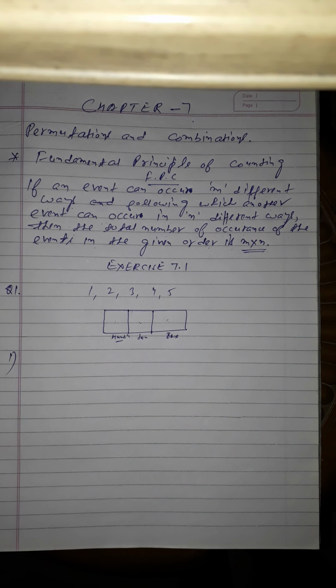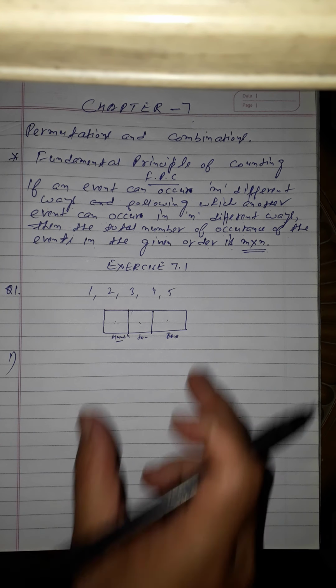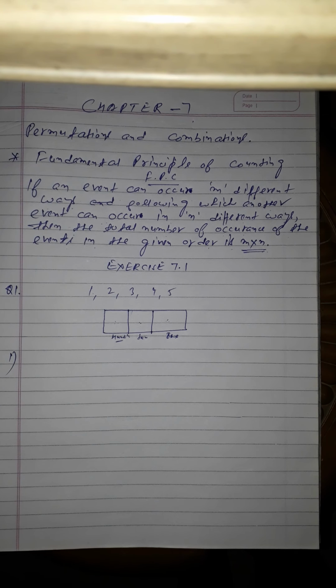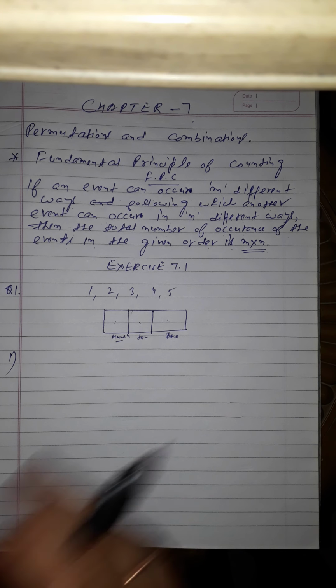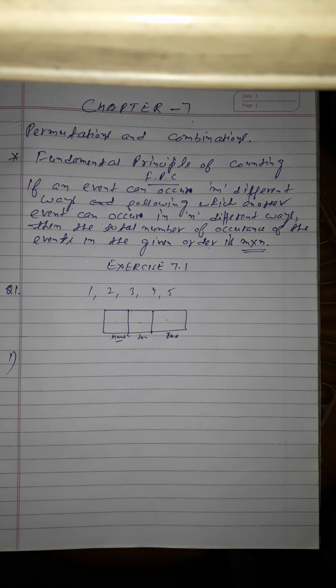So we are going to make use of this theorem, this fundamental principle of counting, here in exercise 7.1. So let us see, students, in the 7.1 exercise, your question number 1 is: how many 3 digit numbers can be formed from the digits 1, 2, 3, 4, 5, assuming that number 1, the repetition of the digit is allowed, number 2, the repetition of the digit is not allowed.